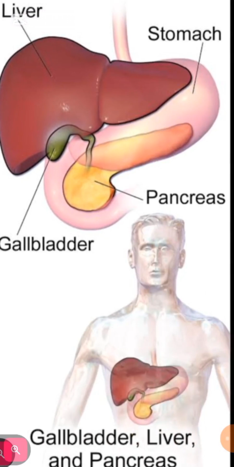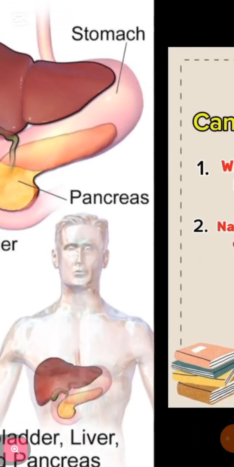You can see the accessory organs that are liver, gallbladder and pancreas. These organs produce digestive enzymes that help in digestion. Liver produces bile which helps in the digestion of fats. This bile is stored in the gallbladder, and the gallbladder pours this bile into the small intestine, and bile helps in chemical digestion of fats. Pancreas also produces pancreatic juices which help in digestion.